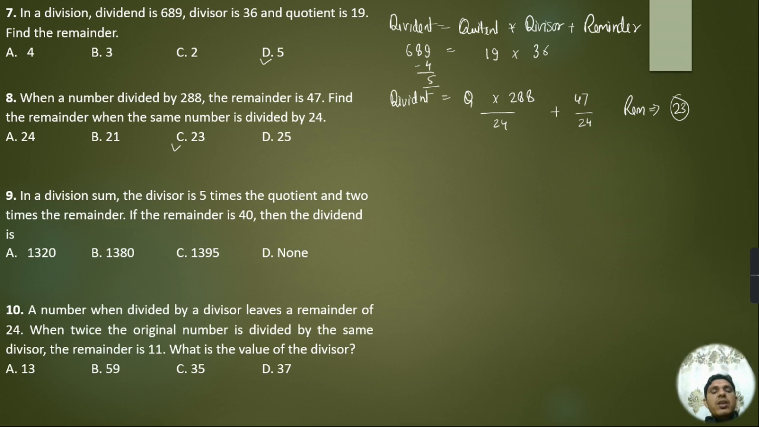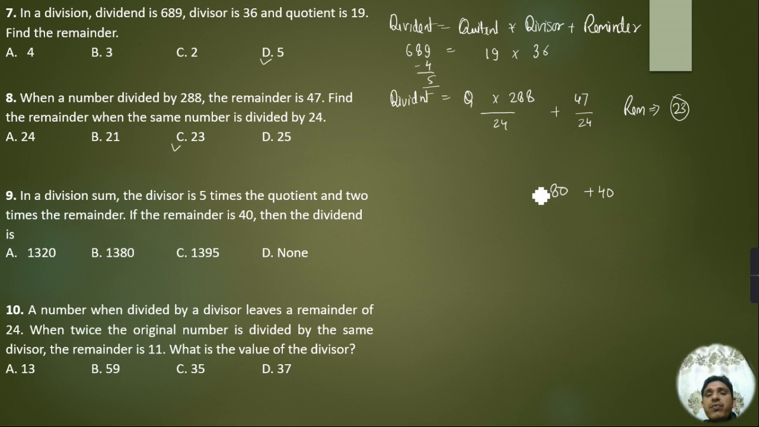If the remainder is 40, then find the dividend. So students, here you are given that the remainder is 40 and the divisor is 5 times the quotient and 2 times the remainder. That means if we find the divisor, the divisor is 2 times the remainder, that means 80.